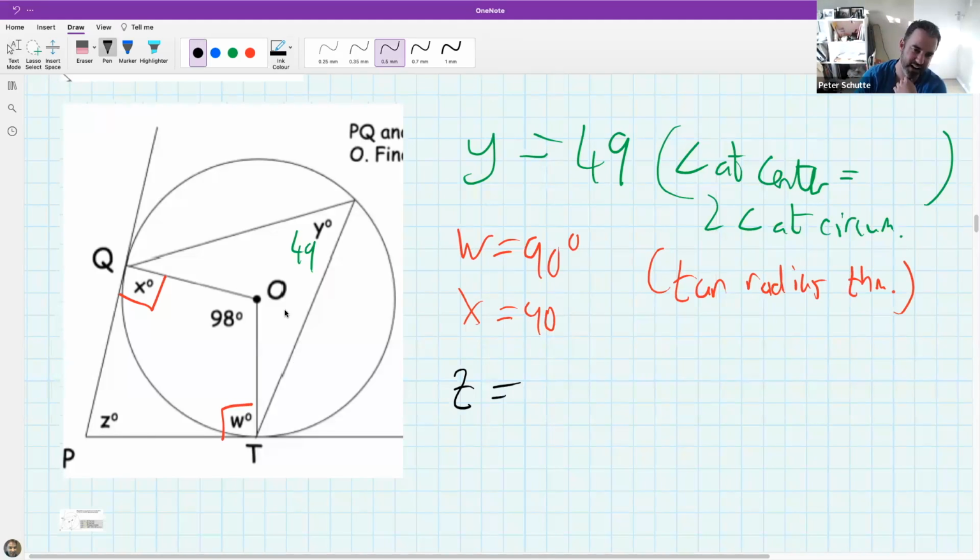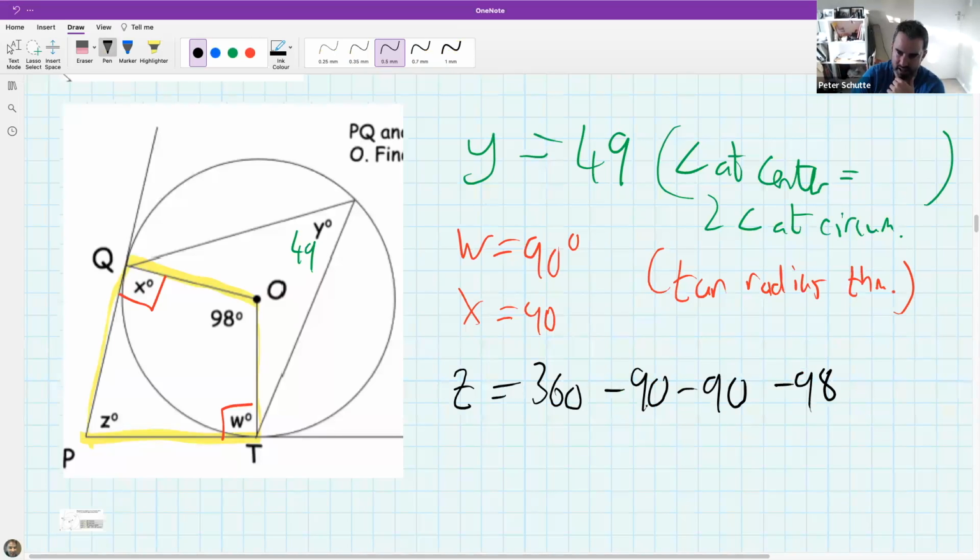Sum of a quadrilateral. Yes. So this isn't a cyclic quad. It's not a cyclic quad, but it is a four-sided shape. And a four-sided shape or a quadrilateral will be equal to 360. So all I need to do to find Z is say, well, minus 90, minus 90, minus 90x. And what do you get for that?